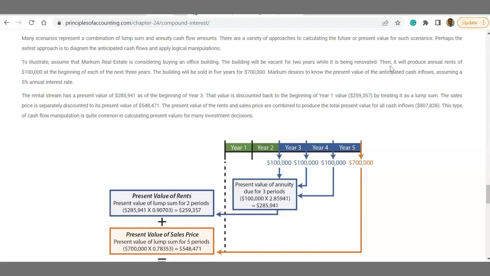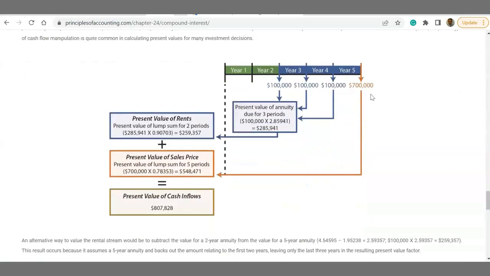It is being renovated, then it will produce annual rents of 100,000 at the beginning of each of the next 3 years. So you bring it to the present value of annuity due, calculate that with the factor, and then use the present value of lump sum table to calculate it to present value of lump sum for 2 periods. And then 700,000 present value of lump sum for 5 periods, and then add them up, and that will be your present value of cash inflows.